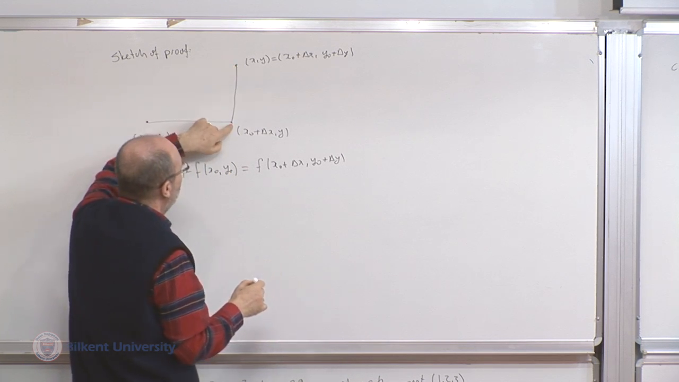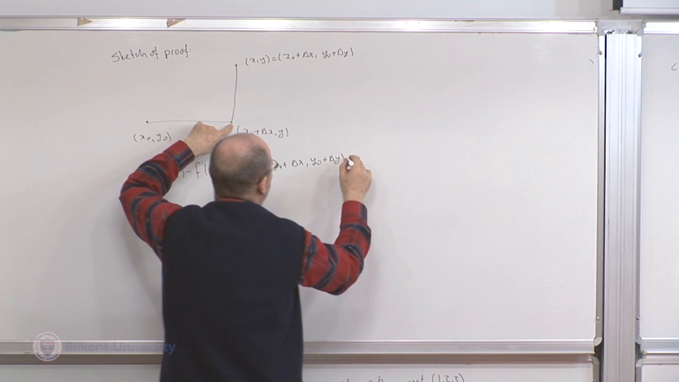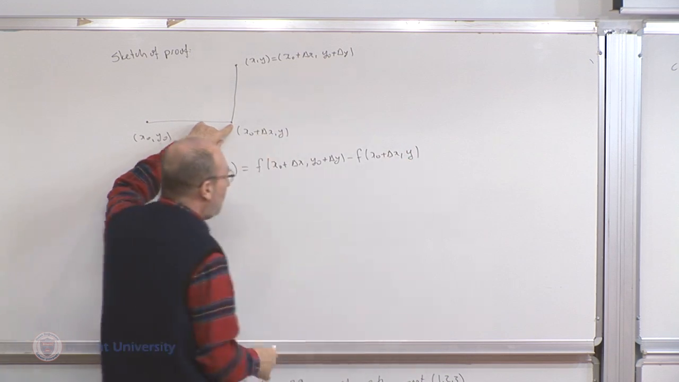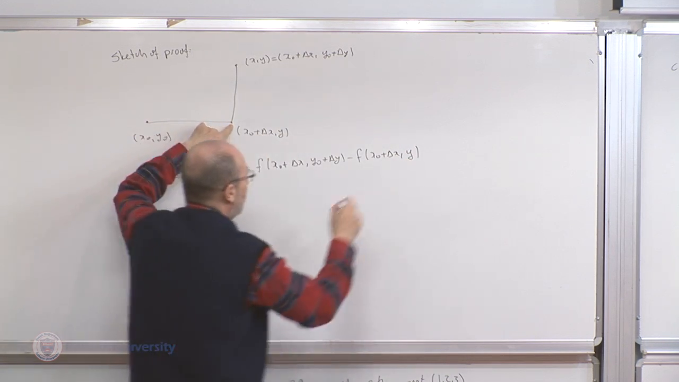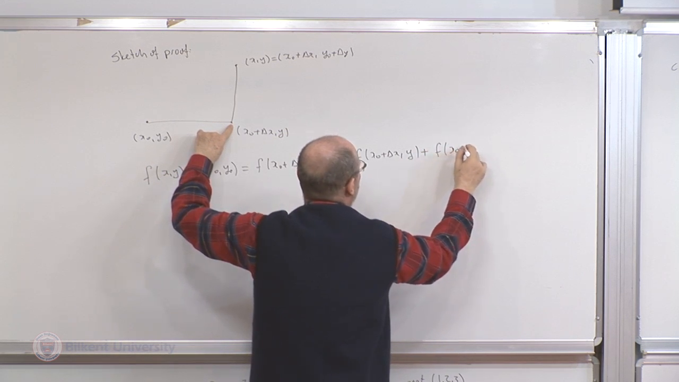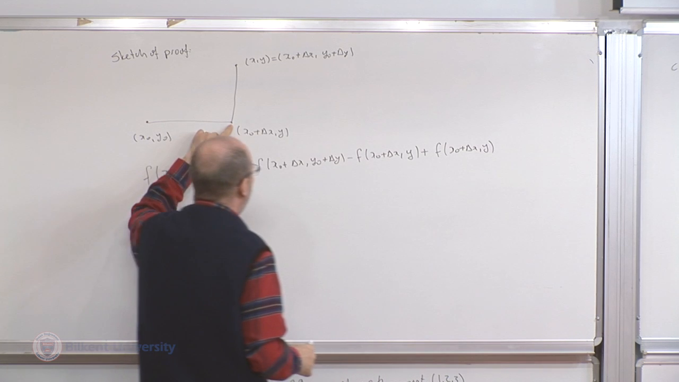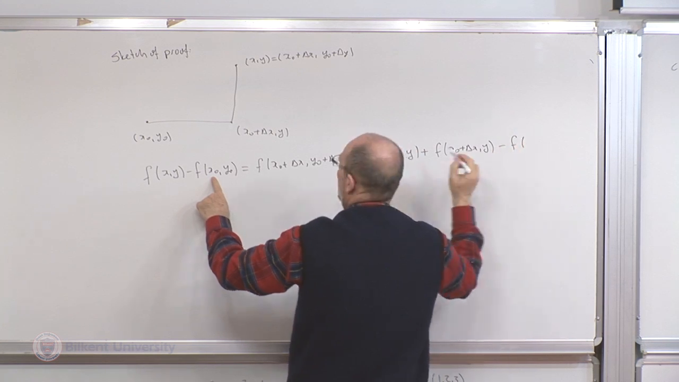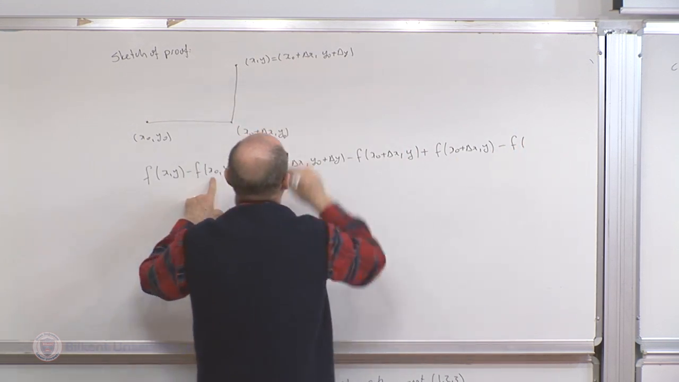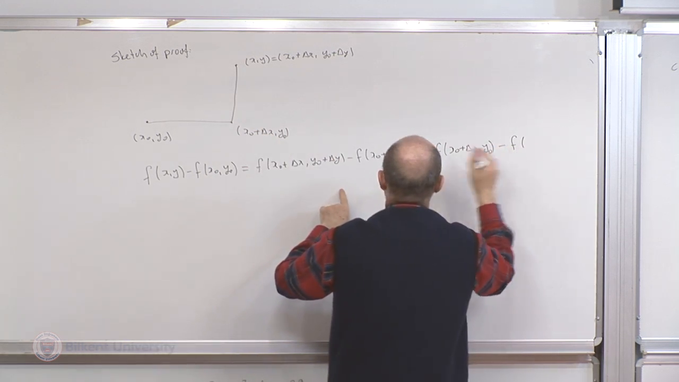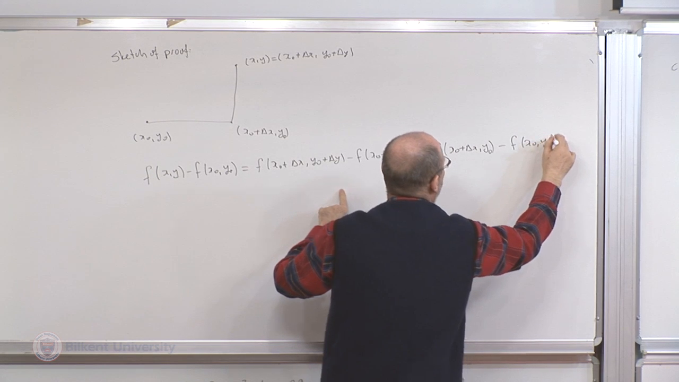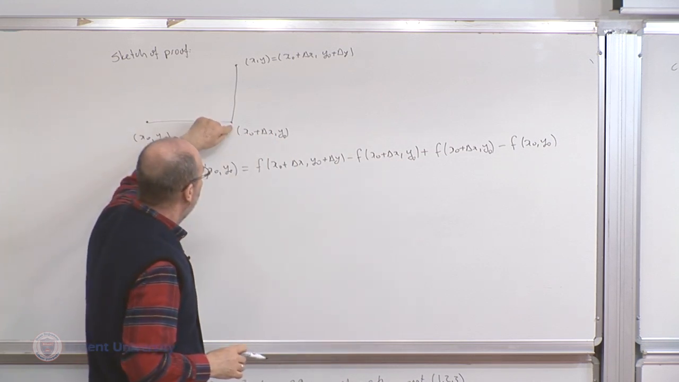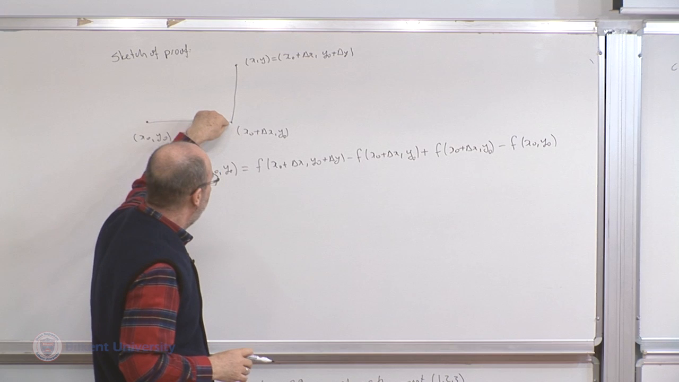From this function, I subtract the value of the function at this point, f of x sub 0 plus delta x, y. Since I subtracted this, I'll add it, f of x sub 0 plus delta x, y. Okay? And then I have this one here, which I didn't write so far. I have f of x sub 0, y sub 0, okay? So I just subtracted and added the same thing. The value of the number I add and subtract is the value of the number here.